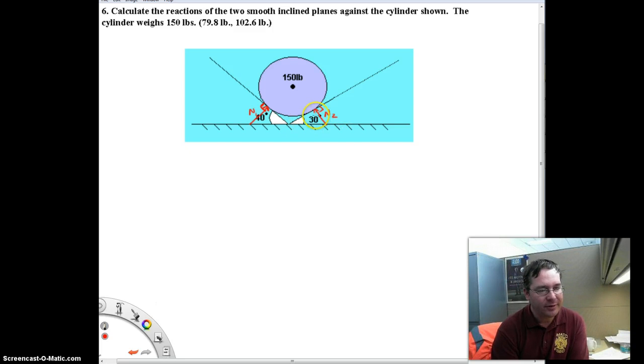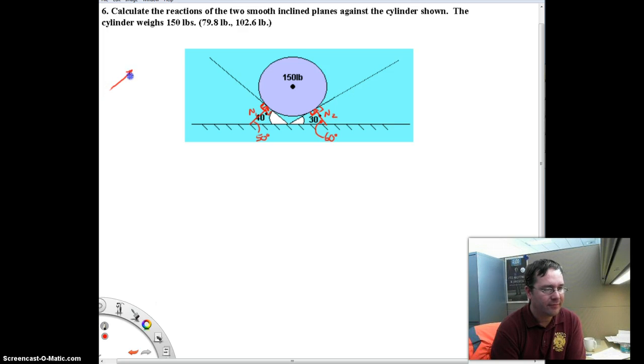Now, if I think about this triangle here, well, the angle we've already stated by definition in this corner is 90 degrees. If this corner is 30 degrees, then this remaining corner here has got to be 60 degrees. And same thing here. I've defined this corner as 90 degrees. The problem gave us this corner as 40 degrees. This angle here has to be 50 degrees. And that's just a basic property of triangles. So if I were to redraw these two normal force vectors, they would look something like this.